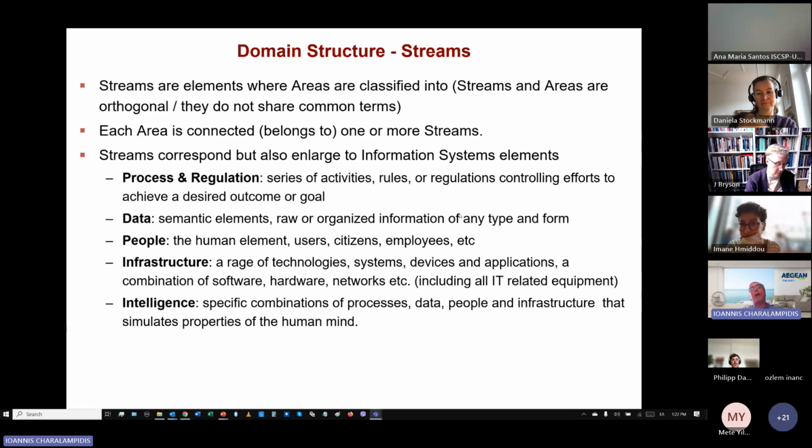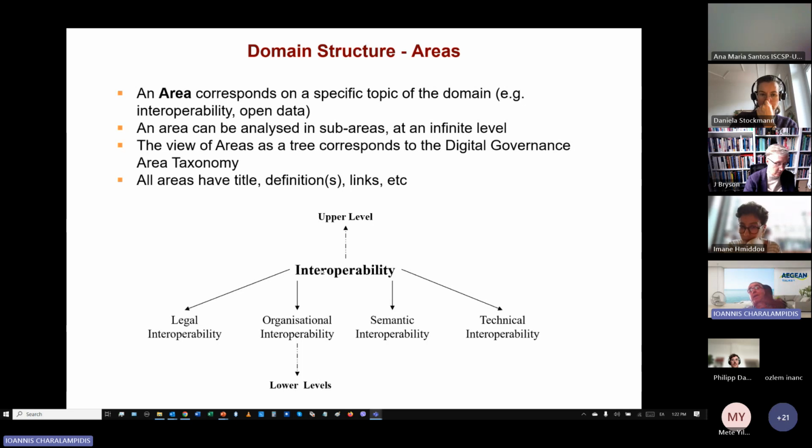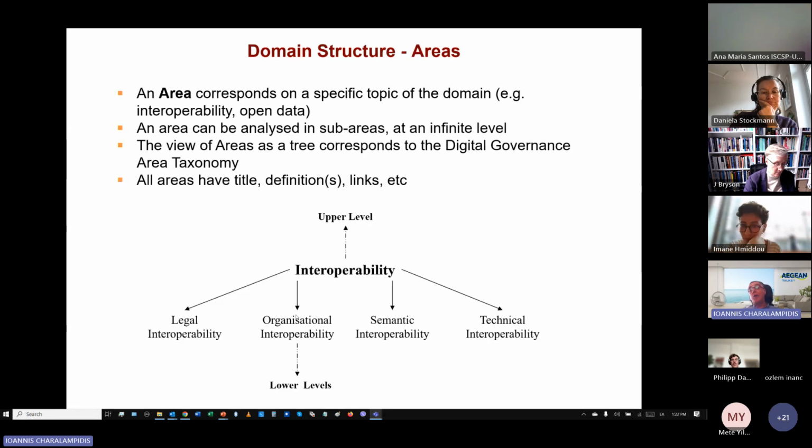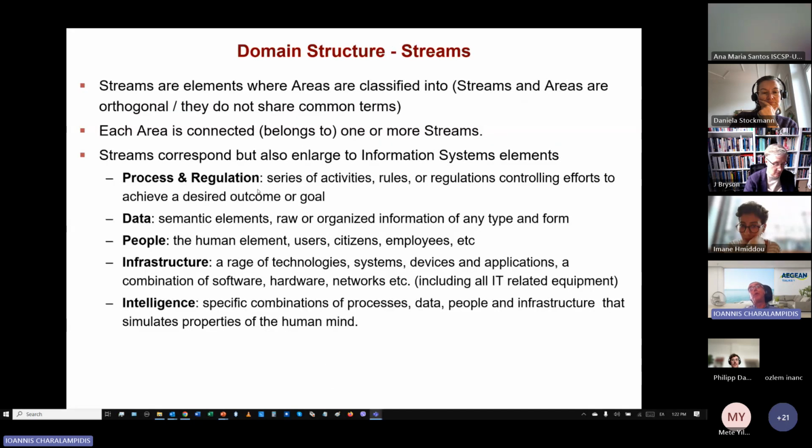So if I go back here, interoperability is a very generic term, even within digital governance, but semantic interoperability has more to do with data, and organizational interoperability has more to do with process and regulation, because it mainly concerns series of activities, rules and regulations, and the sort.